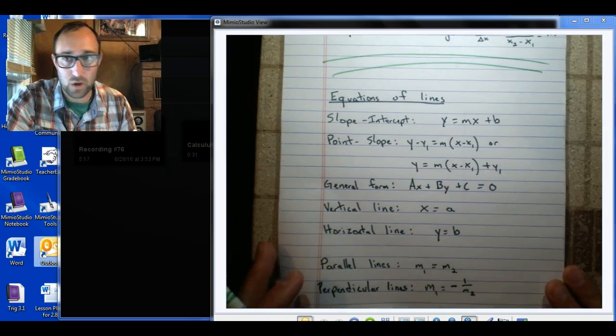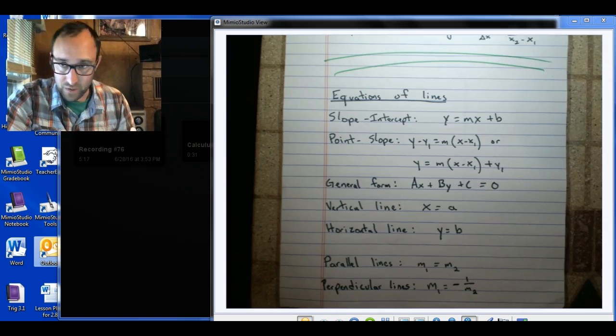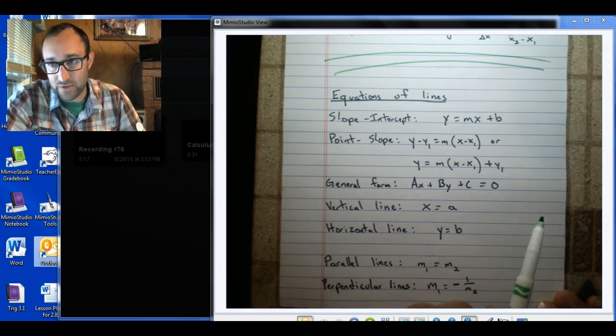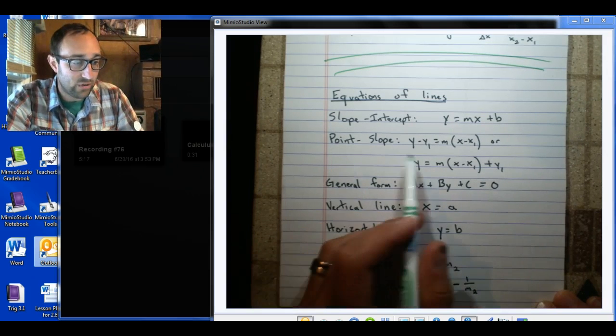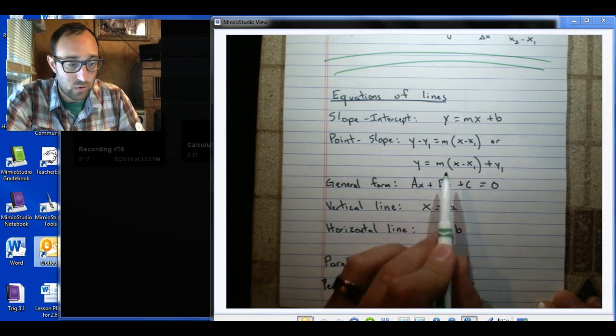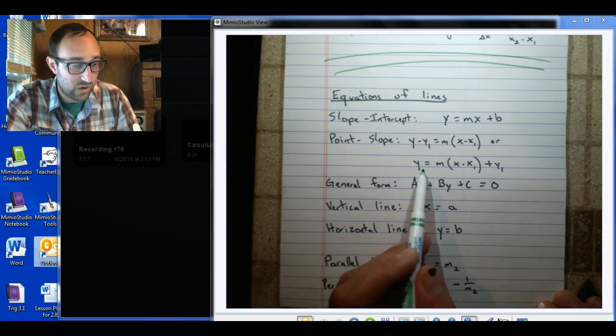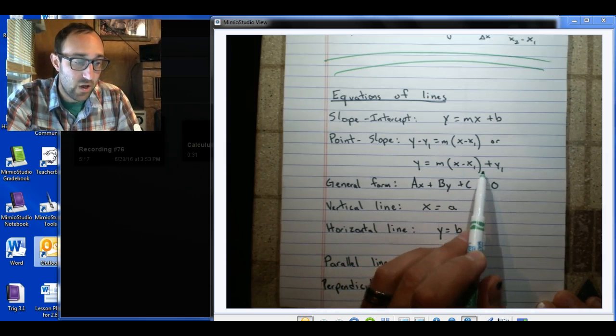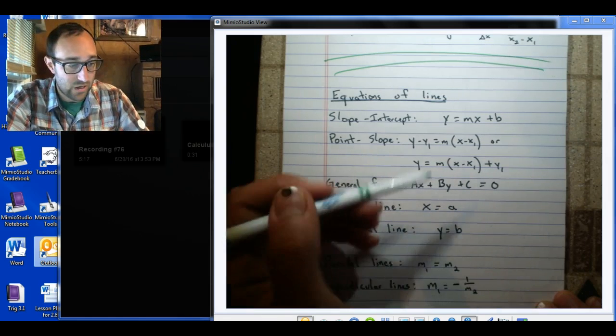So here are some equations of lines that you're probably going to need to know. Slope-intercept form, y equals mx plus b. Point slope form, y minus y1 equals m parentheses x minus x1, or another form that I kind of like to write it in is y equals m parentheses x minus x1 plus y1. So either way is going to be okay.